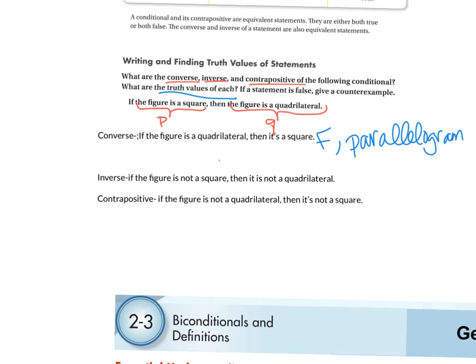Okay, if the figure is not a square, then it's not a quadrilateral. So if it's not a square, it can't be a quadrilateral. False. Again, you can have other figures that are not a square but are quadrilaterals, like a parallelogram, again. Okay, if the figure is not a quadrilateral, then it's not a square. Well, that's true, because if it's not a quadrilateral, there's no way it's going to be a square.